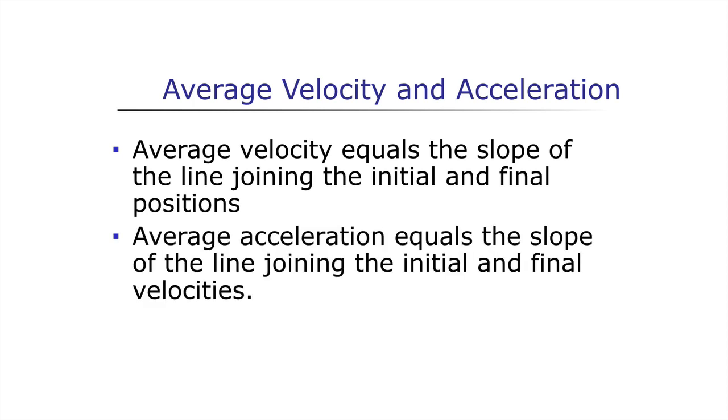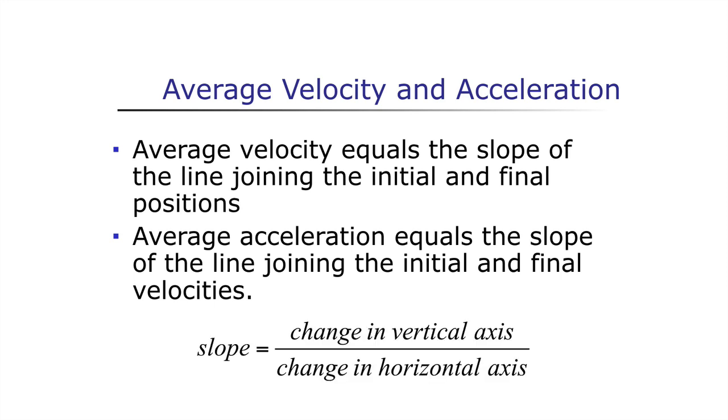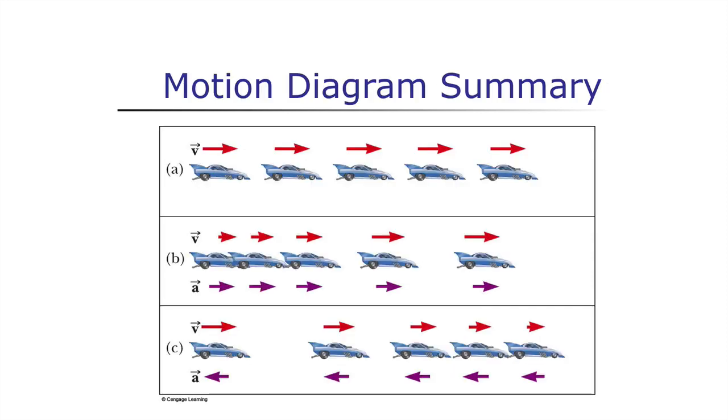Likewise, the average acceleration of the object can be determined by finding the slope that joins the initial and the final velocities. What is a slope? Slope is equivalent to the change in vertical axis divided by the change in horizontal axis. Sometimes it's defined as rise over run. Rise means the change in the y-axis, whereas the run represents the change in the x-axis.